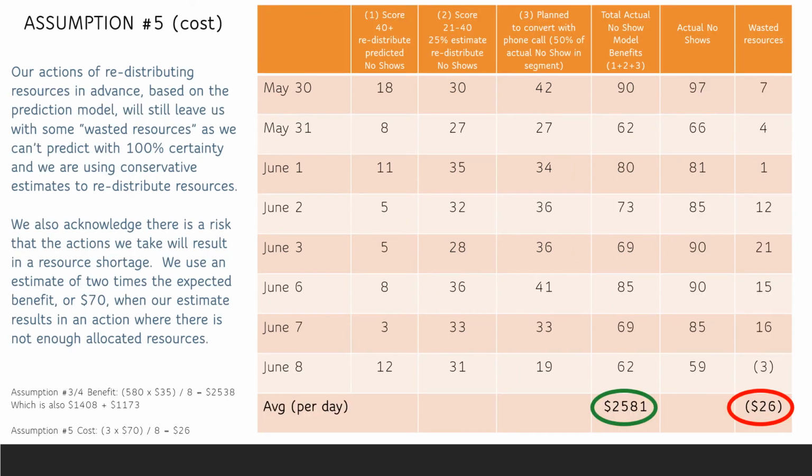For assumption number 5, we acknowledge that even with a good model and a good analyst, we will still be left with some wasted resources. And further, we acknowledge there is a risk that the actions we take could result in a shortage of resources, as we did on one day here. We redistributed resources for 3 no-shows that actually did show up. Good news, our phone call campaign worked. Bad news, it worked a little better than expected for June 8th. We'll assume a penalty of twice our cost savings, or $70 each.